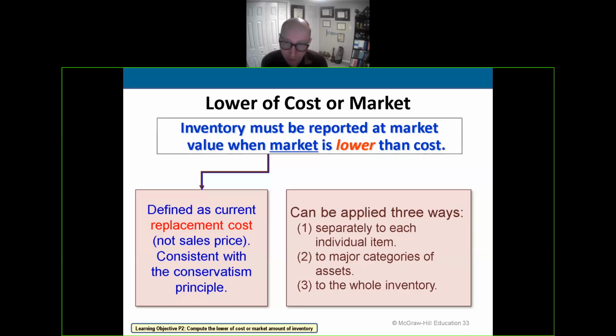And this gets reported based off of individual items, or if there are major asset changes, or to its whole inventory.